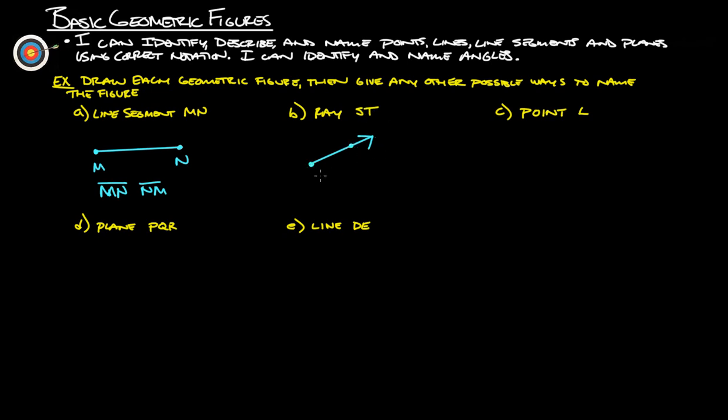So if it's Ray ST, we're going to want to put the S at the beginning and the T out there. Okay, so we'd name this, we would show it as a ray by doing this. Starts at S and it goes through T and keeps going on forever and ever. And you cannot name it TS. You could name line segment TS, but you cannot name this a ray TS because it does not start at T and go through S and keep going.